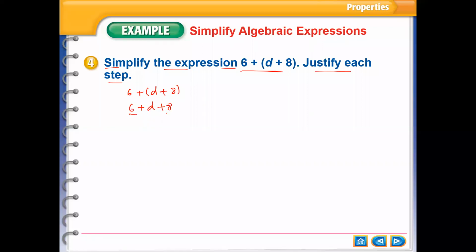Now you will add like terms, meaning number with number. So 6 plus 8 plus D. So it will be 14 plus D. This is your answer. Is it clear?